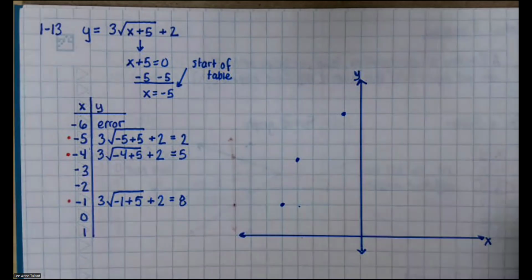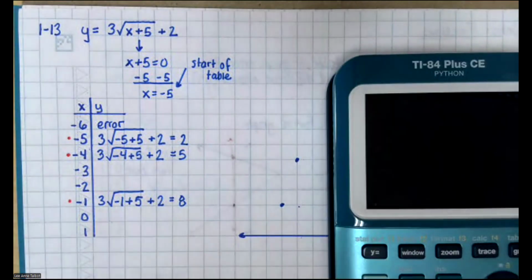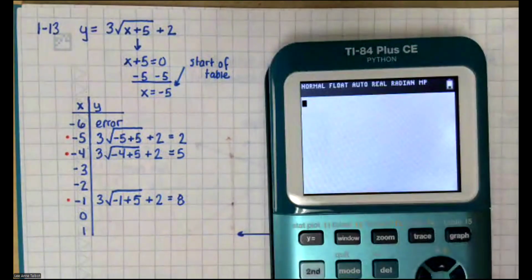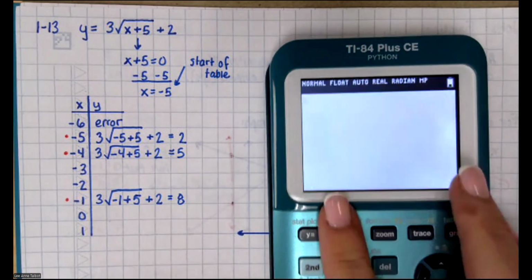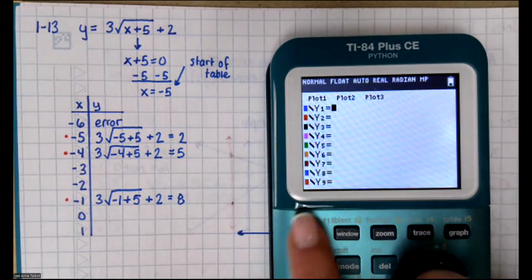Okay, now we're going to do the graphing calculator portion. So go ahead and grab your graphing calculator. This is going to be purely exciting. Turn it on, which is the bottom left button. And the first thing you're going to do is hit the Y= button.